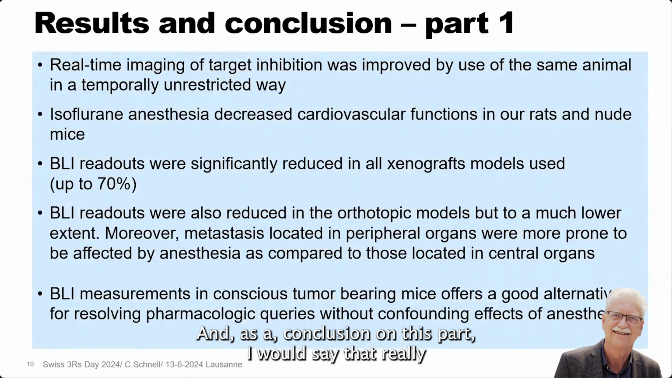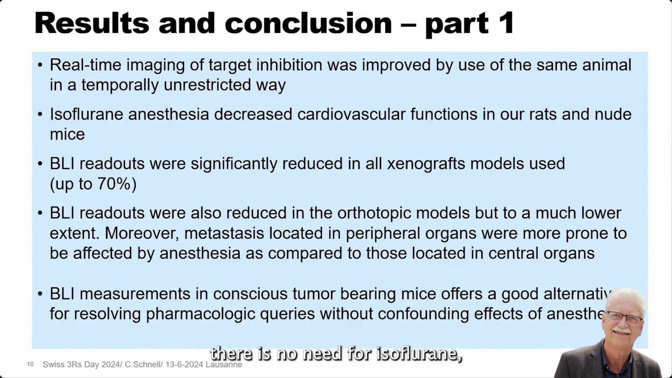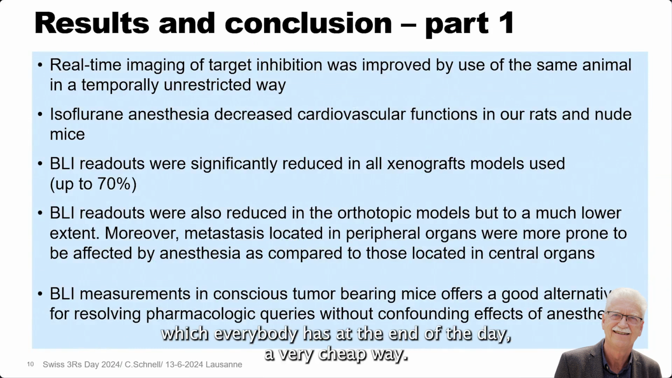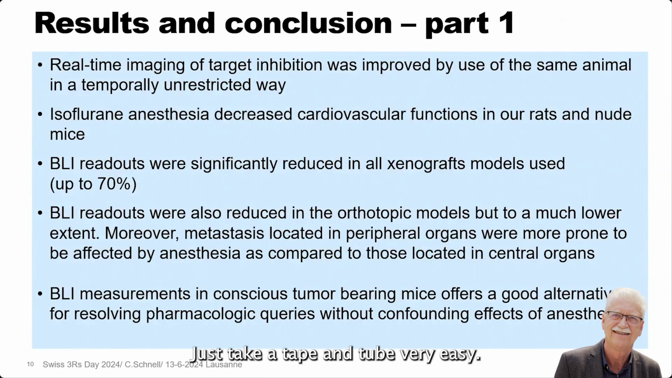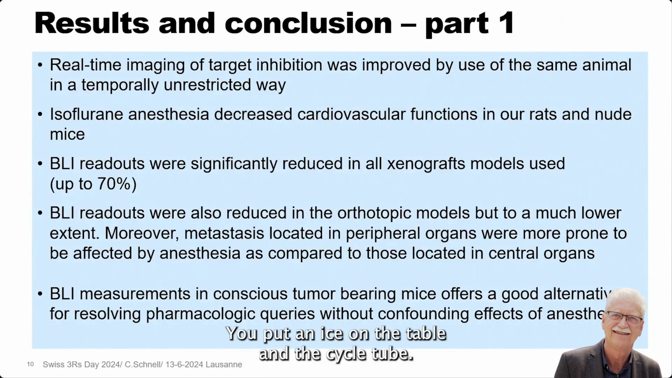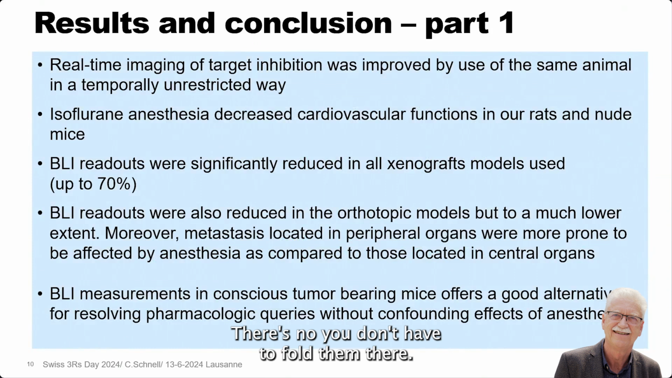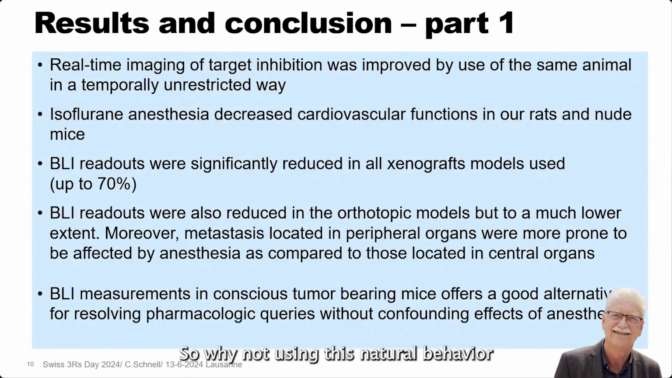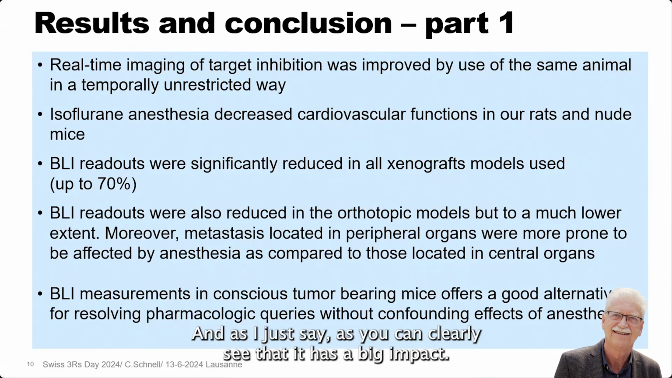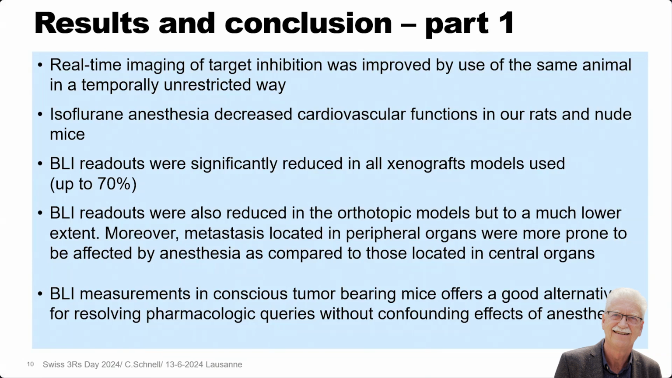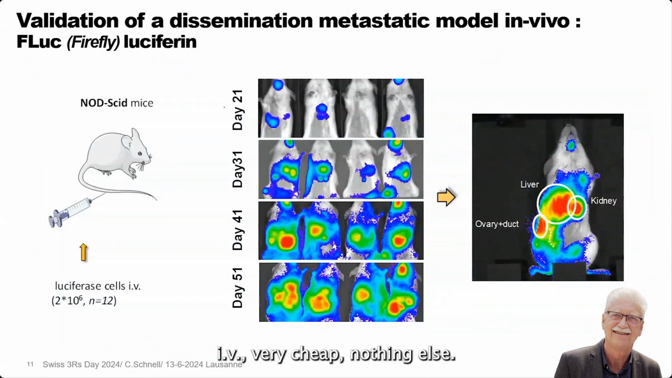And as a conclusion on this part, I would say that really there is no need for isoflurane. Just take an animal in a restrainer, which everybody has. At the end of the day, a very cheap way, just take a Falcon tube, very easy. You put a mouse on the table and a Falcon tube. I can guarantee that in 30 seconds, the animal is in the tube, because this is a way to be hidden, to be safe. You don't have to force them. They will just go. So why not use this natural behavior for your readout? And as I just said, you can clearly see that it has a big impact. So just an easy idea, very cheap, nothing else.